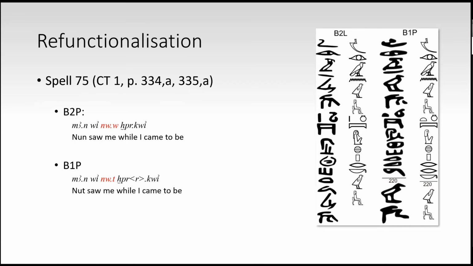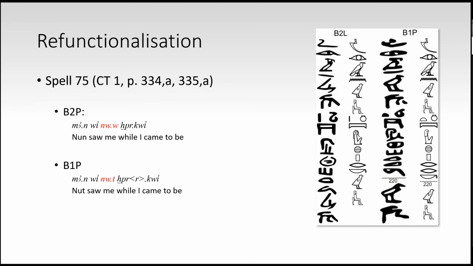So in both cases, it's "ma we Nanu Gepekui", so "Nun saw me when I came to be", because this is from spell 75, which shows that a person always existed and is in a state as Shu. So this whole spell is based on being like Shu, like the air. But therefore, you also already existed before time. And that's what this refers to.